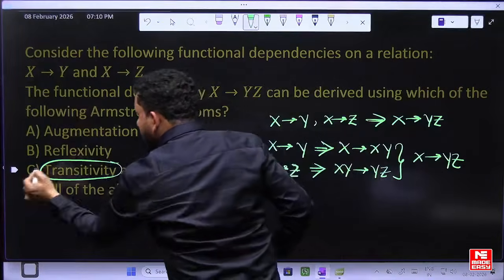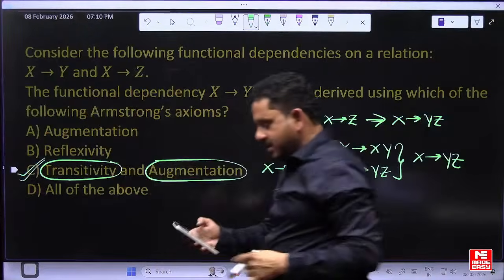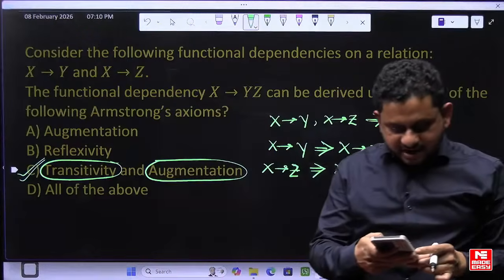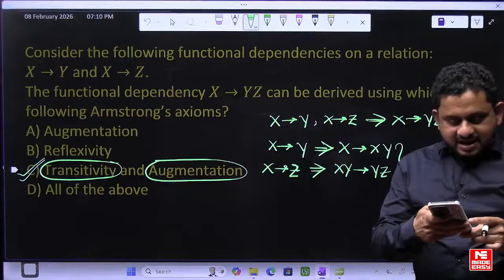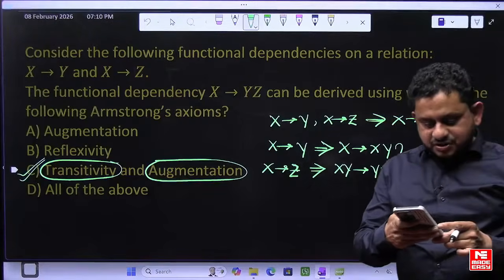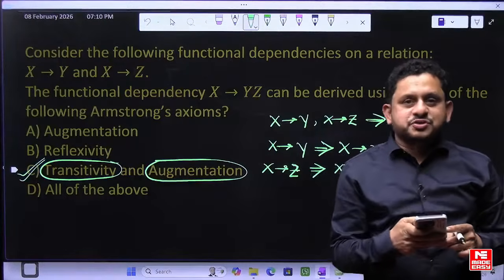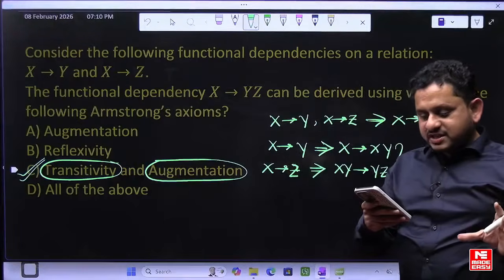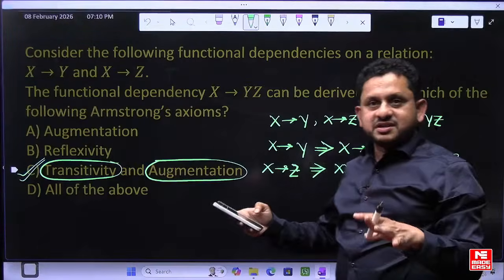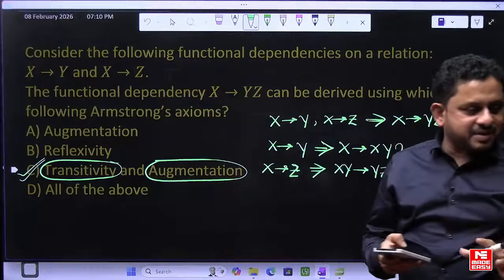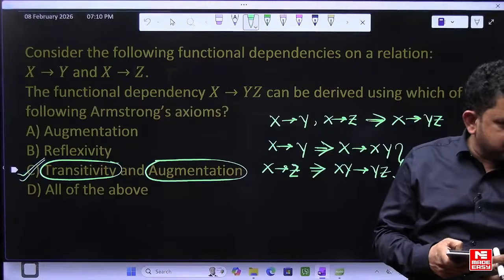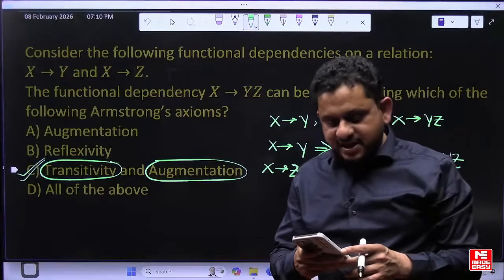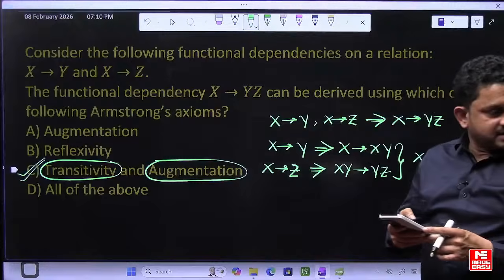As per the given options, I am saying the answer is C. Someone says the question is wrong. Please post the exact question, a screenshot or whatever it may be. Whatever question I received, I am answering based on that. So please post your exact question.